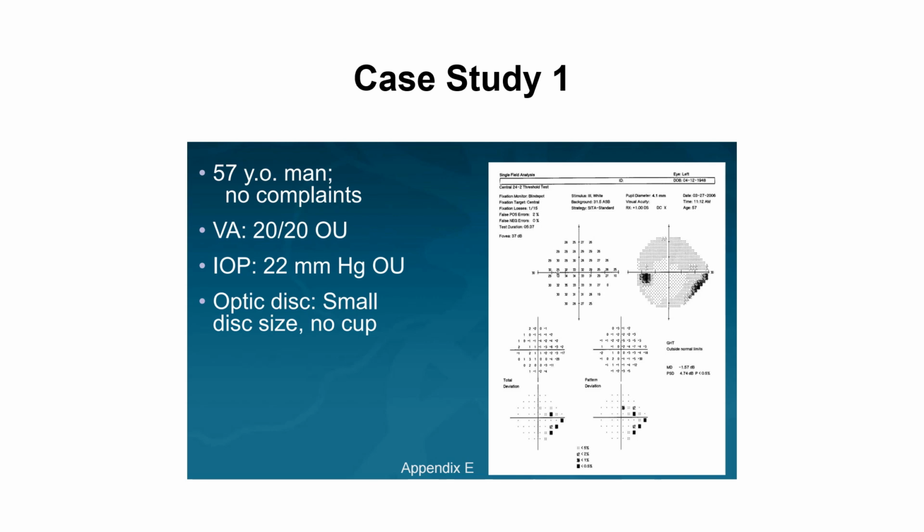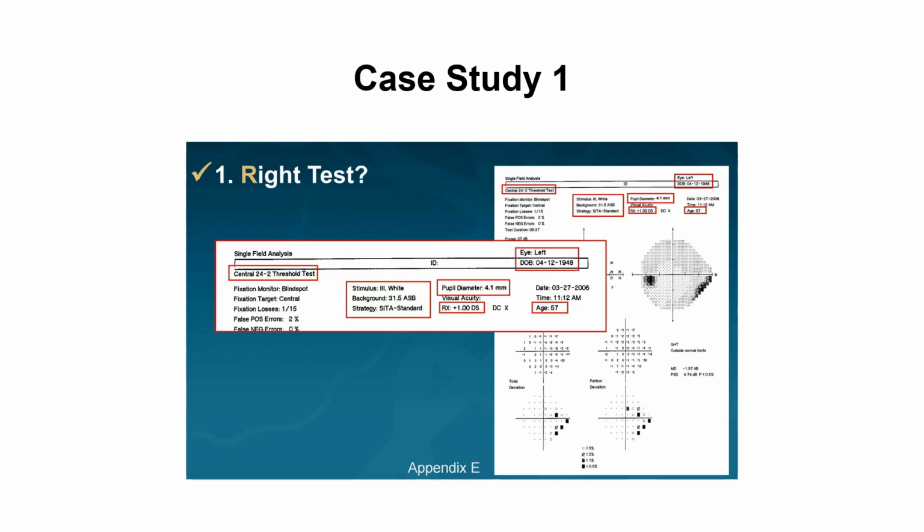Okay. First rule: is this the right test? So you will check here the field size, central 24-2. You will check the stimulus size III, the background 31.5 apostilbs. The strategy is SITA Standard, the pupil diameter 4 millimeters. There is a refractive error in the left eye, the age of the patient, and the date of birth. Please check that the right test was used.